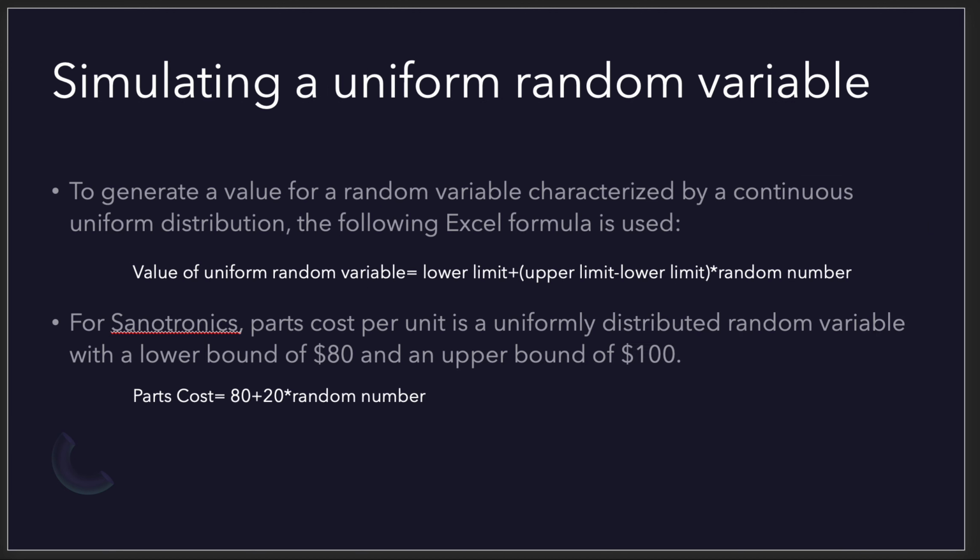For a uniform random variable, the way we do it is you generate the value by using this formula: the lower limit plus the difference between the upper limit and lower limit, which is the range of numbers that you have, times the random number that you generate using the RAND formula, right? So for example, in this example of $80 to $100, the parts cost will be the lower limit, which is $80, plus the difference between the lower and upper limit, 80 and 100, so that's 20, times the random number between 0 and 1 that you generate. So that's the formula for the parts cost.